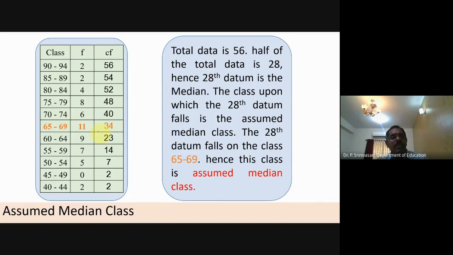The difference being we are telling it is a median. That's all. So median means, now let us go to the data. We have total data is 56. Median means it is the center point. It is n by 2. That's all. So if n is divided by 2, then you will be having the center place of the data.